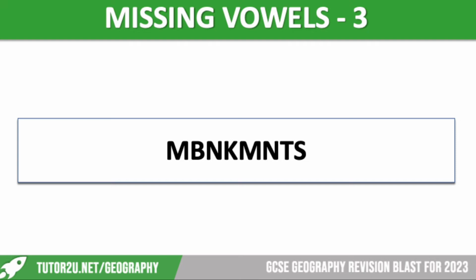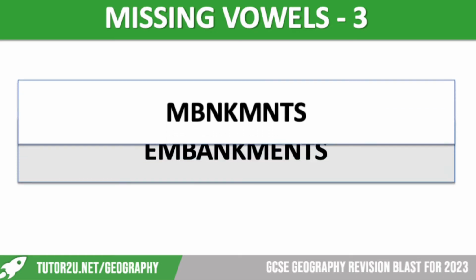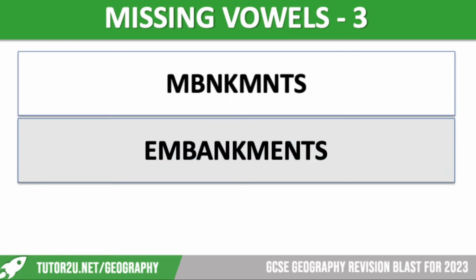Right, this one looks a bit easier because there are very few vowels in this one anyway. So we're only actually missing 3. Have you worked it out yet? It is embankment. So these are placed on either side of the river. They make the river bank itself much higher, and they increase the capacity that the river can hold before it will flood.